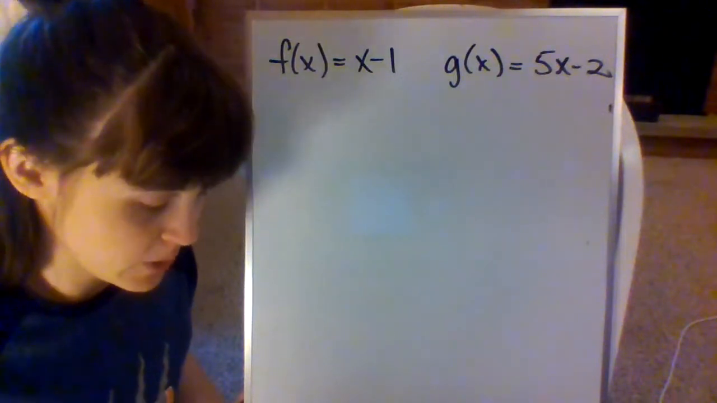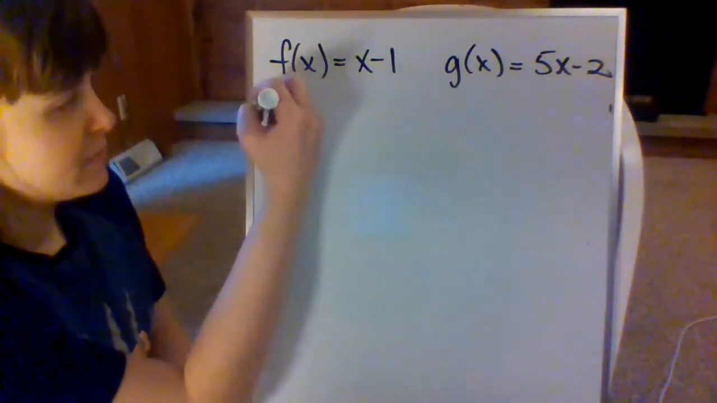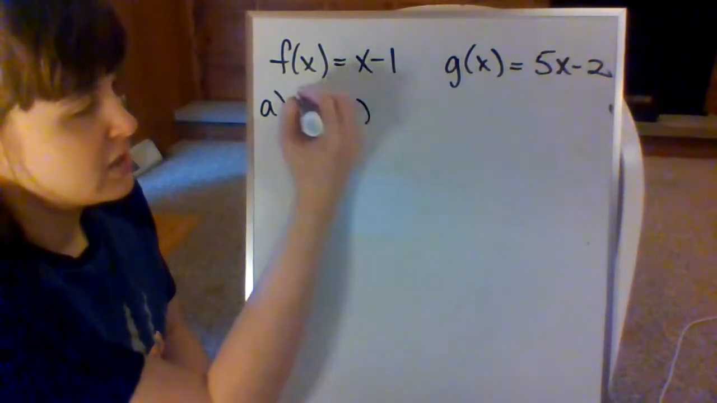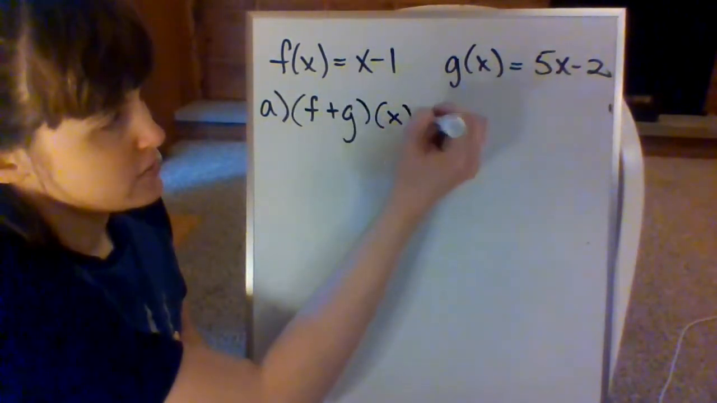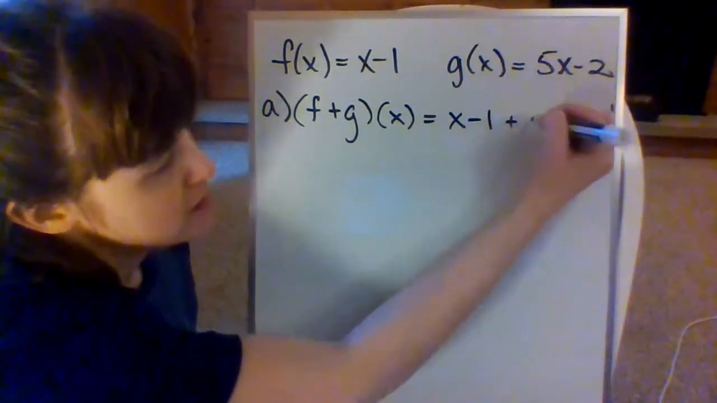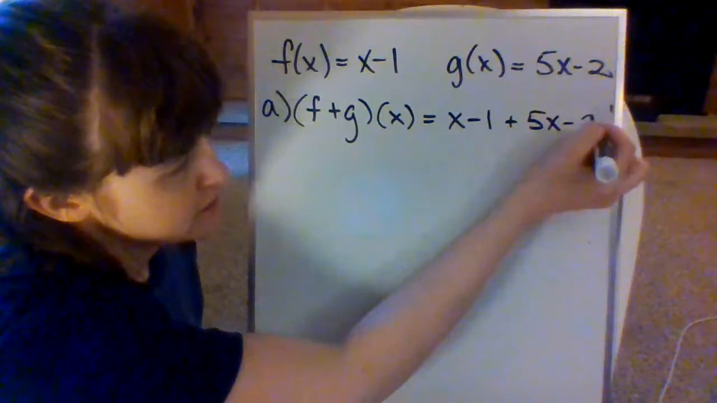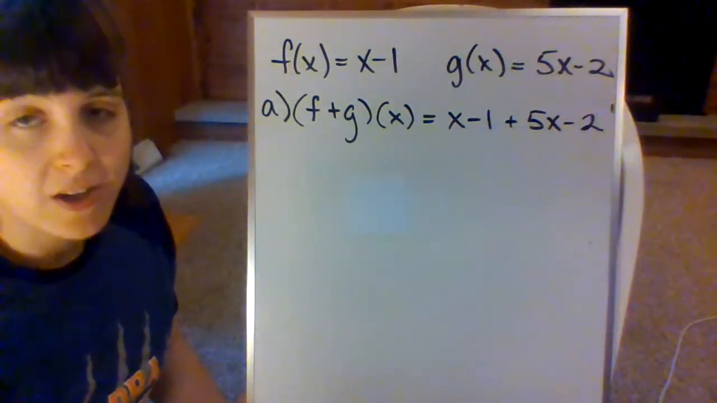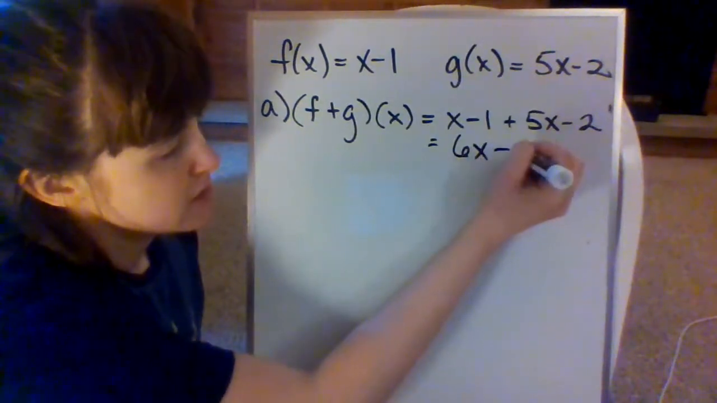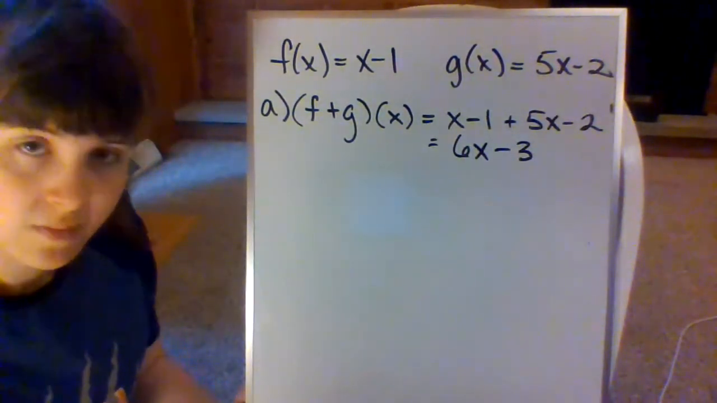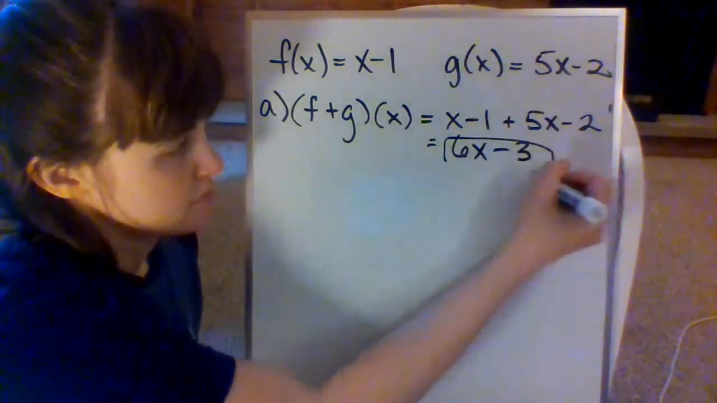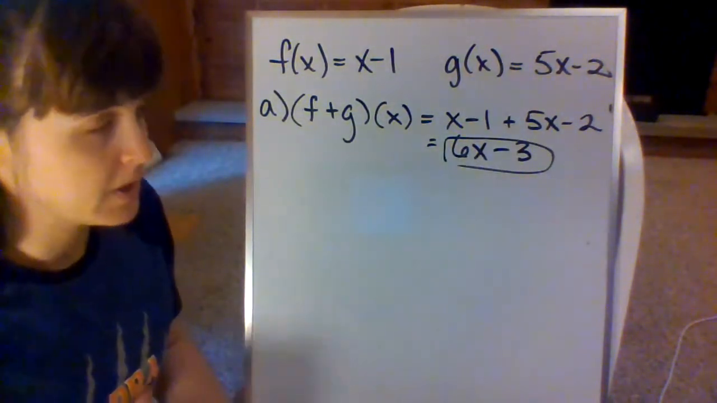Okay, so first up we're going to add them. So f plus g of x. So x minus 1 plus 5x minus 2. Alright, so that's going to make 6x minus 3. Okay. Alright, part B.